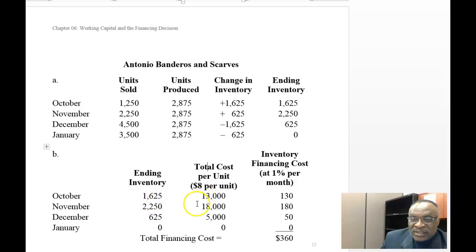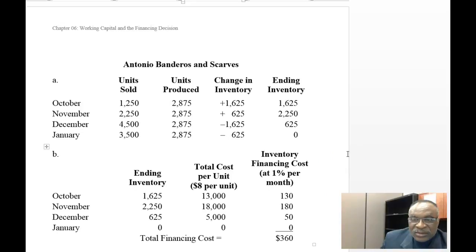2250 by 8, 18,000. 625 by 8, 5,000. And then you have zeros. You add all this together, okay? The financing cost is 1% of this. So 1% of 13,000 is 130. 1% of 18,000 is 180. 1% of this is 50. So what is total financing cost? 360. So that answers the second question.